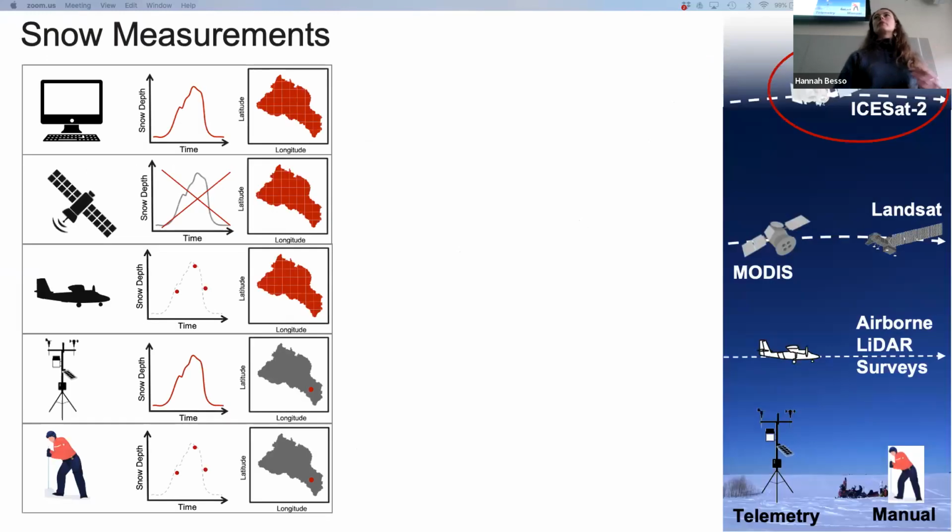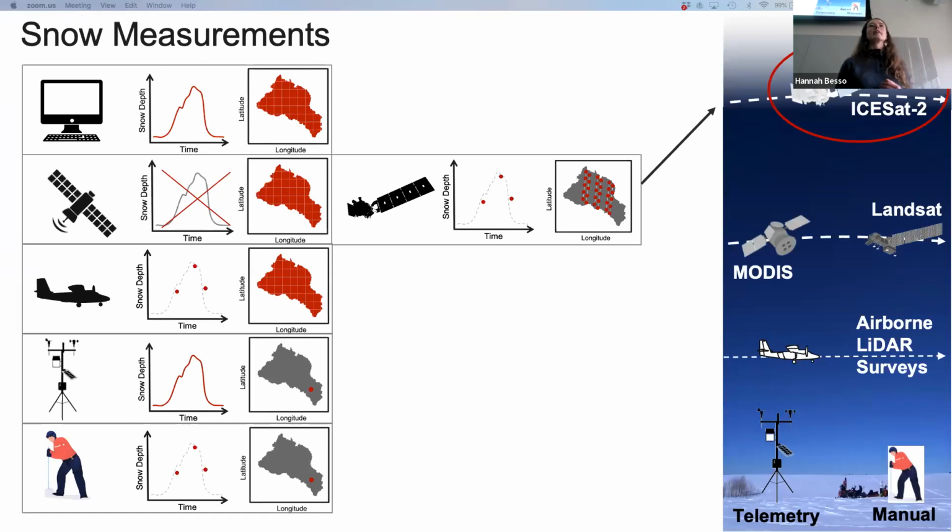So back to our measurements slide, I want to add ICESat-2 to our satellite options. So ICESat-2 was launched in 2018, so it's fairly new. And it is able to collect data at multiple points within a watershed. So that covers the spatial domain and at multiple points throughout a season in the temporal domain.